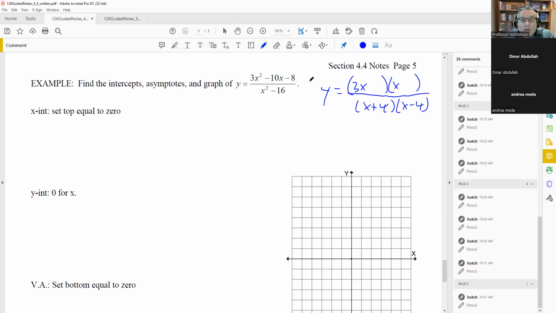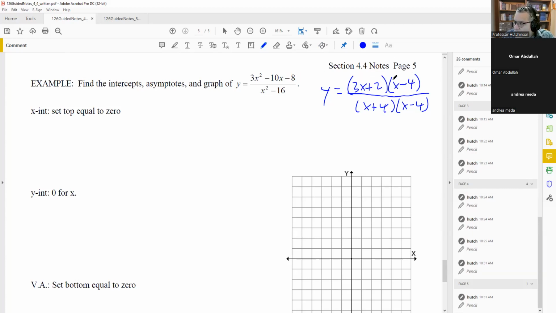The 8, that can be a 2 and a 4. So I guess we'll try 2 and a 4 first. If not, we'll switch them to see if it works. But if we try it this way, we get 3x squared, we get a 12, and then we have a 2 here. So 12 and a 2 will give us a 10. That's what we're looking for. If we make this a minus and a plus, then we're going to get negative 12 and a positive 2 gives us negative 10. Then we have 2 times negative 4 is negative 8.